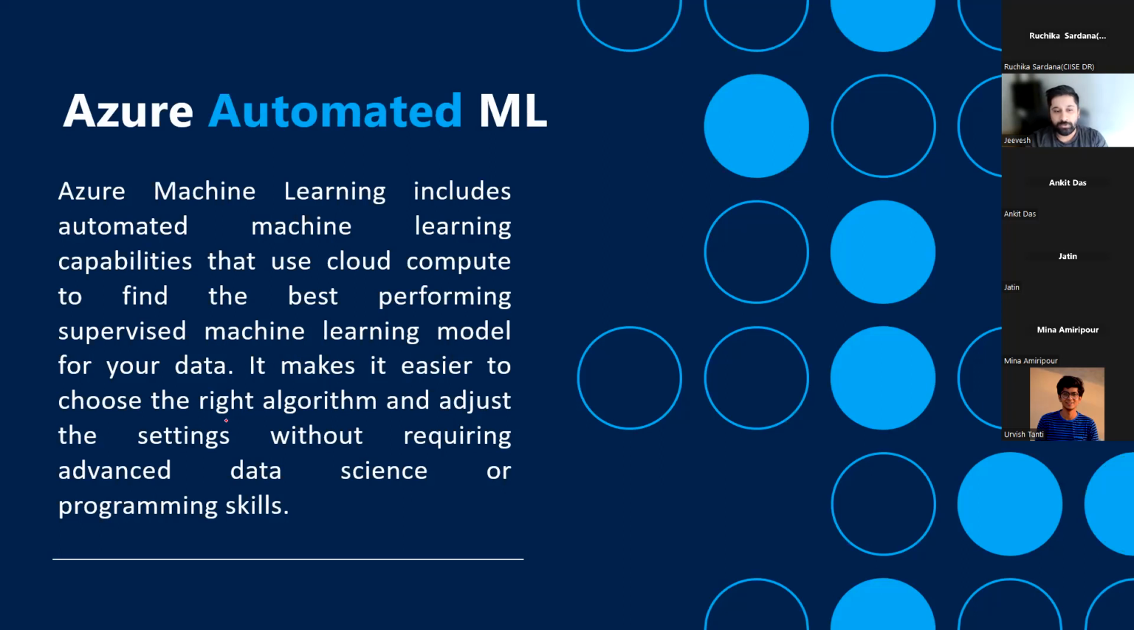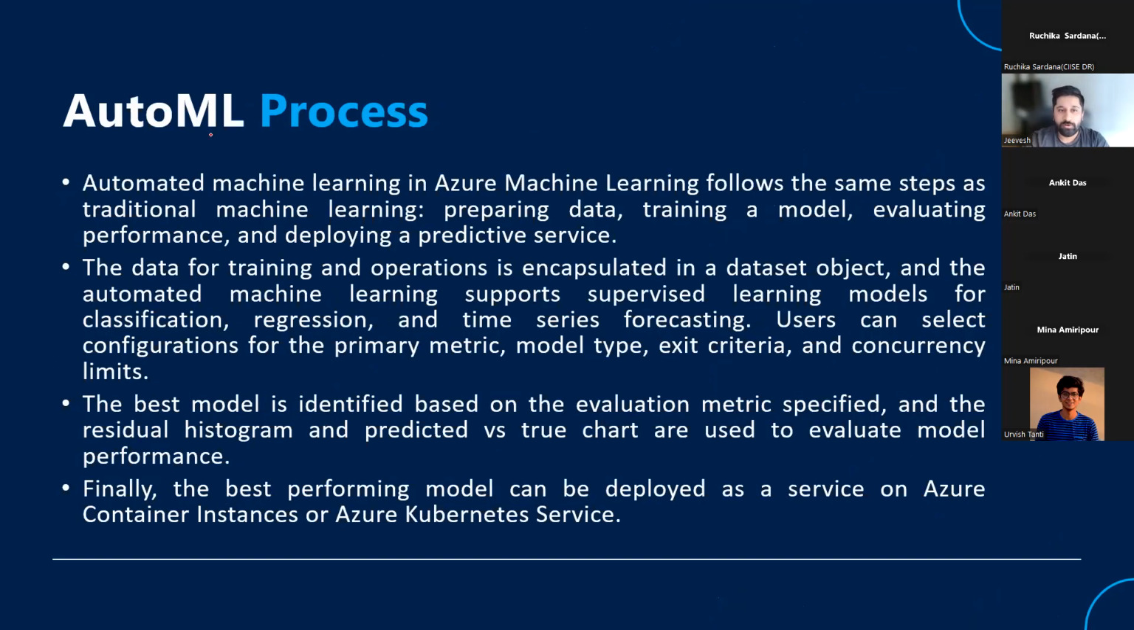It makes it easier for you to choose the right algorithm. They have a list of algorithms, and you could be choosing what works best for your use case. And then the job is done. Moving forward for the AutoML process, automated machine learning in Azure machine learning follows the same steps as traditional machine learning. You have to prepare the data, train a model, evaluate the performance, and deploy a predicted service.